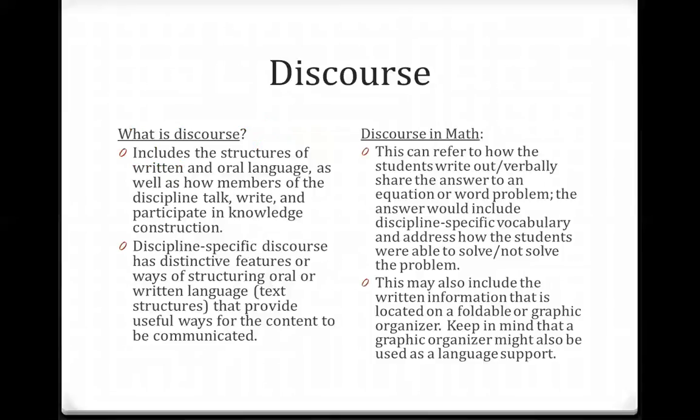Let's take it a step further. Discourse. Discourse is part of the language domain. These are those structures that are written or oral, and it's how the students or members of a discipline will talk, write, or participate in knowledge construction. Discipline-specific discourse has very distinctive features.